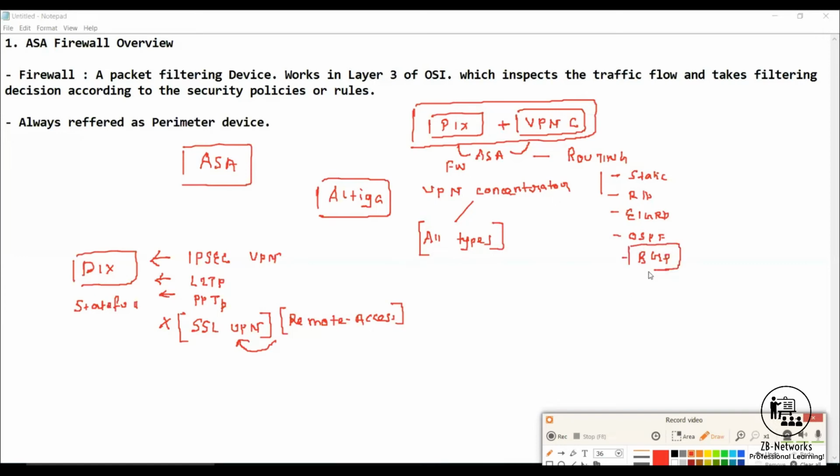But PIX was lacking the capability of BGP, by the way. If you have ever worked with PIX, you know that PIX was not supporting BGP, but ASA introduced BGP into it. All right. So the basic idea is, ASA became a combo of PIX and VPN Concentrator. It supports all types of VPN and all types of routing solutions, and that's it. That is the evolution which came up.